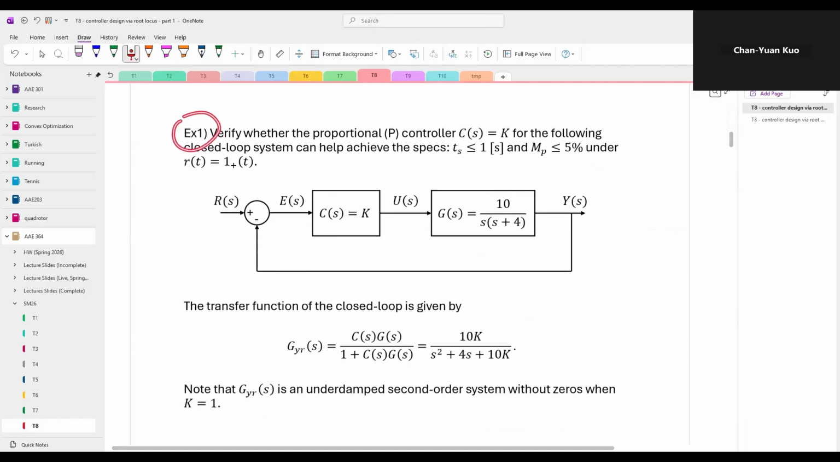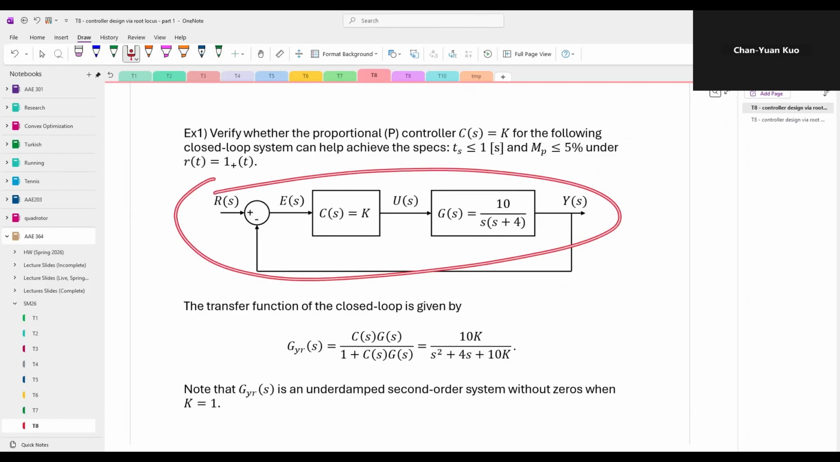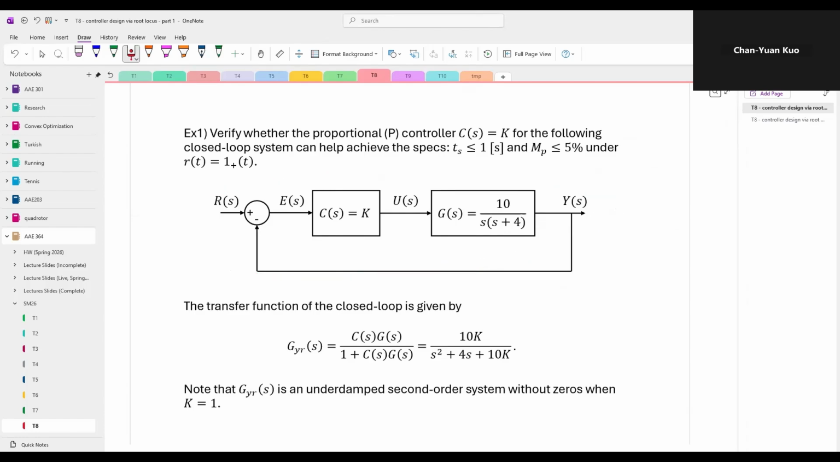In this exercise, we are asked to verify whether a proportional controller, or simply a P controller, can enable the closed loop system shown here to meet the specifications, which are a settling time of less than 1 second and a percent overshoot less than 5% under a unit step reference input.